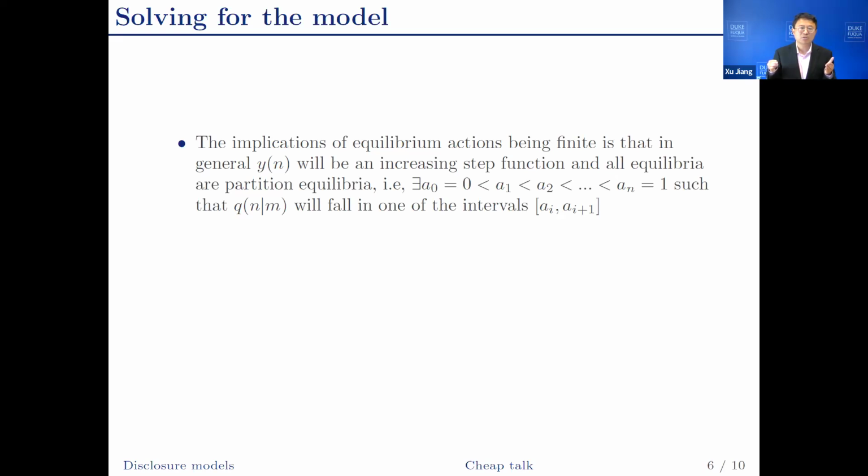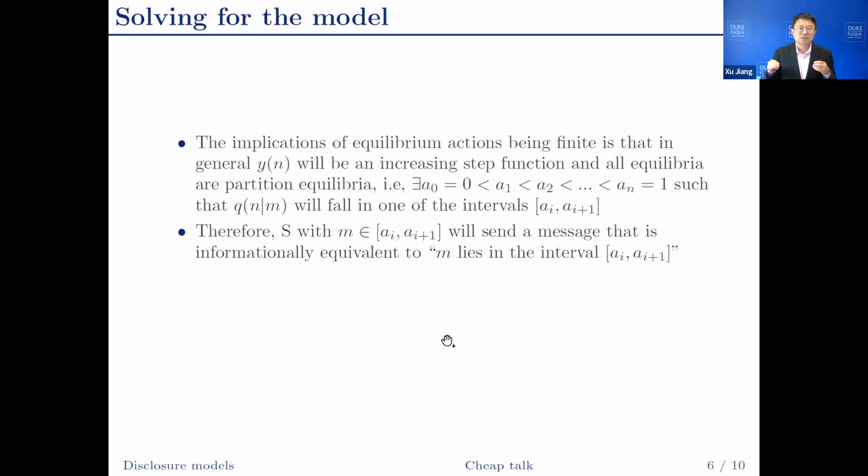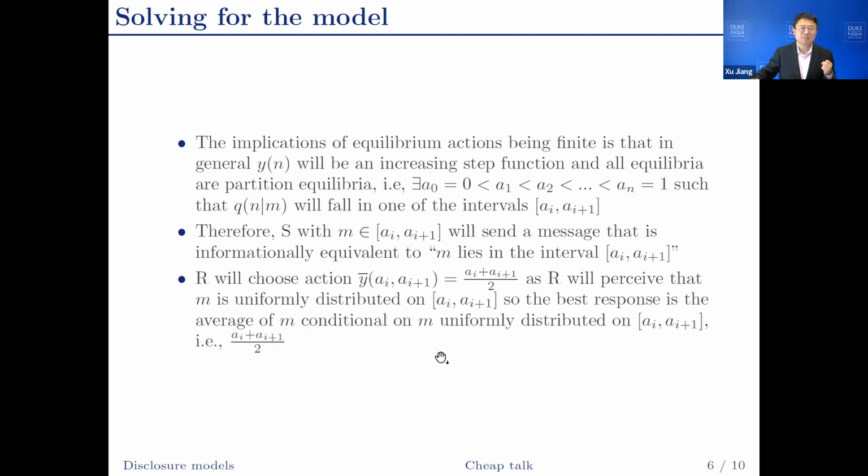And all equilibria are partitioned equilibria, which means that you partition the 0, 1 space into a set of intervals. The message will indicate that the sender has information that M lies in one of those intervals. So a sender whose M belongs to one of the intervals is going to send a message that my M is in this interval. And the receiver, of course, is going to choose an action based on this information.